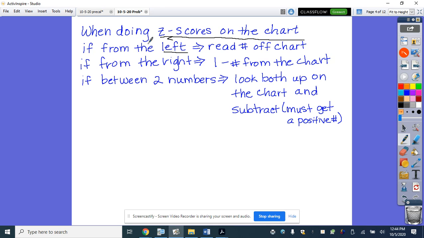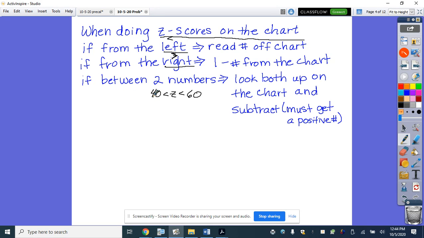Okay? So if you're coming from the left, you're just reading that number off the chart and turning it into a percent. If you're coming from the right, or the greater than symbol, okay, it's 1 minus whatever that number is from the chart. If you are in between, so if you had a number that was like this, in mathematical symbols, you would look both of those up on the chart and you would subtract them.